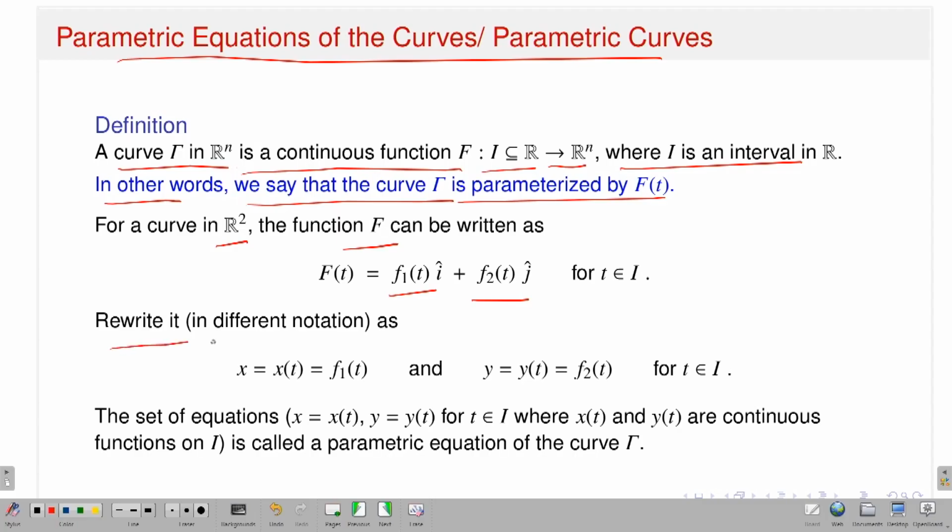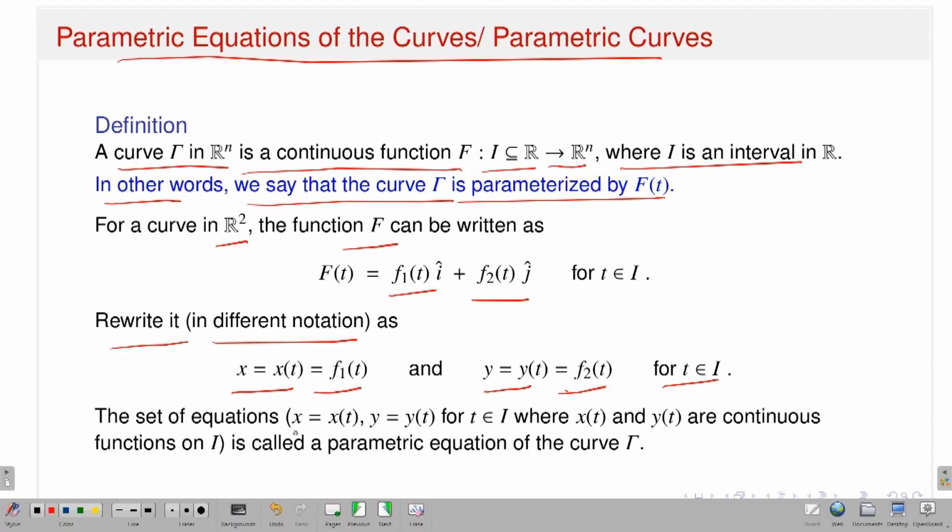So now rewrite it in different notation, right? For example, in R2, I can also define in terms of Cartesian coordinates x and y. So that's what I have written. So x is equal to x(t), in this case it is nothing but f1 of t. y is equal to f2 of t in this case, for t running over I, a subset of R.